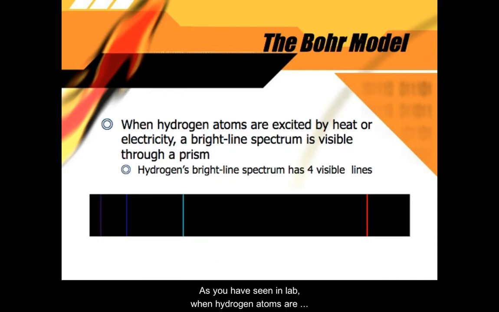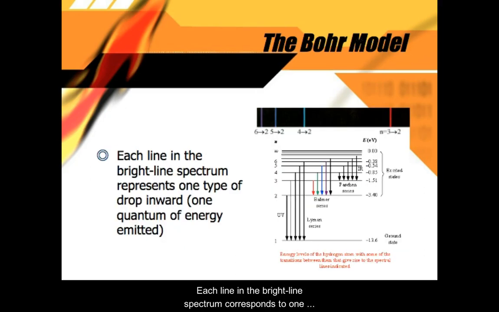As you have seen in lab, when hydrogen atoms are excited by heat or electricity, a bright line spectrum is visible through a prism, that is, a spectroscope. Recall that hydrogen's bright line spectrum has 4 visible lines. According to Bohr, each line in the bright line spectrum of hydrogen corresponds to one type of drop inward, that is, one energy of photons being emitted.